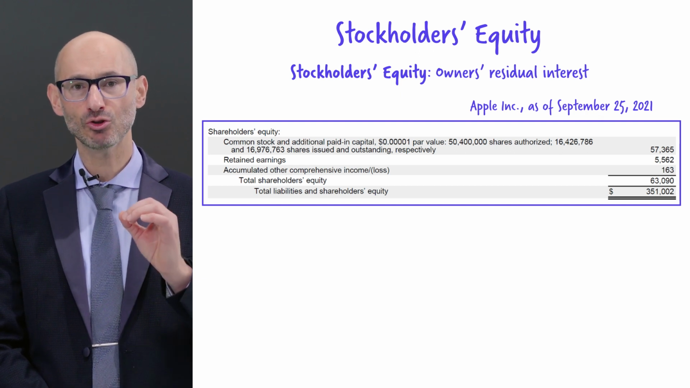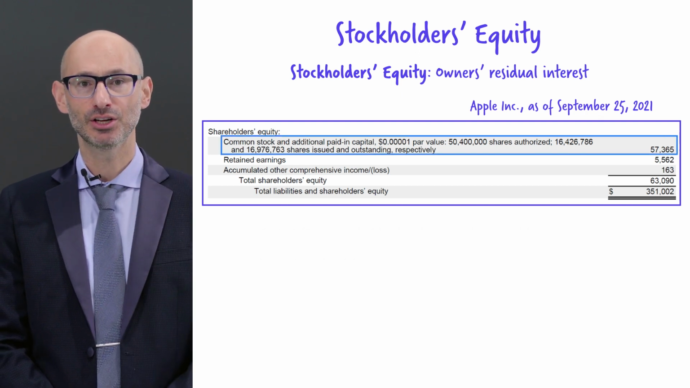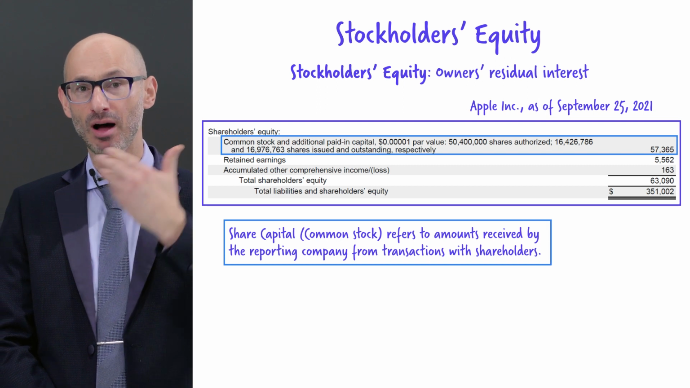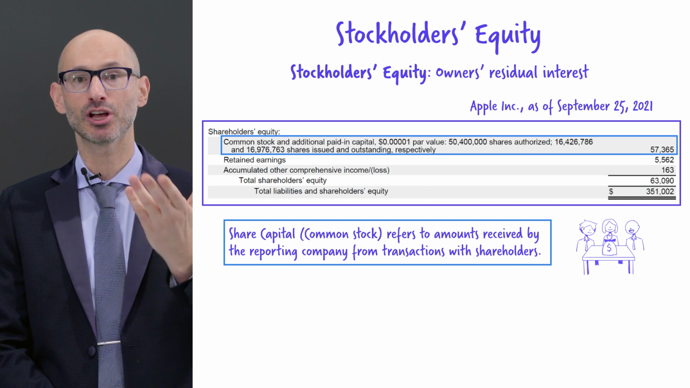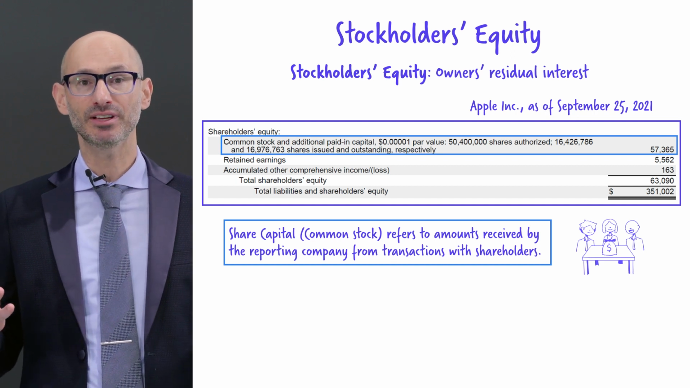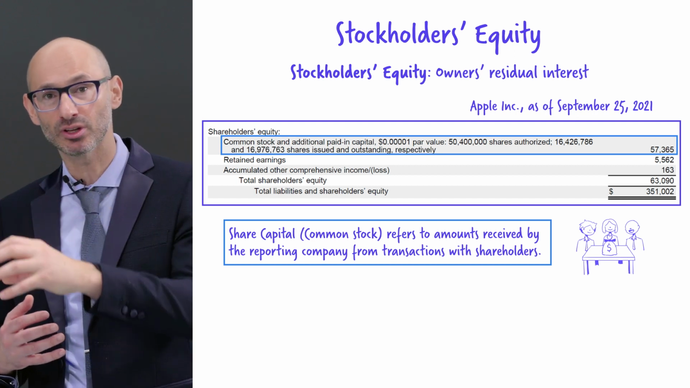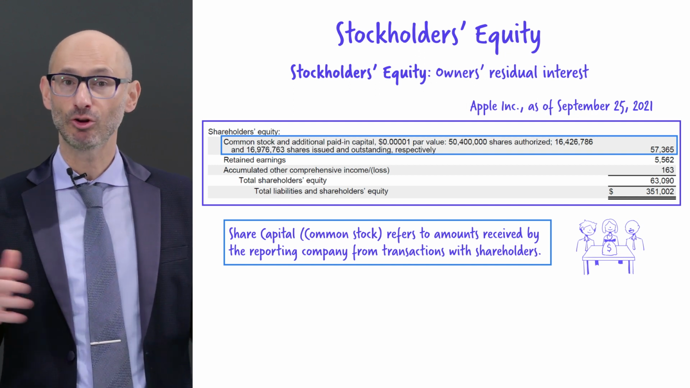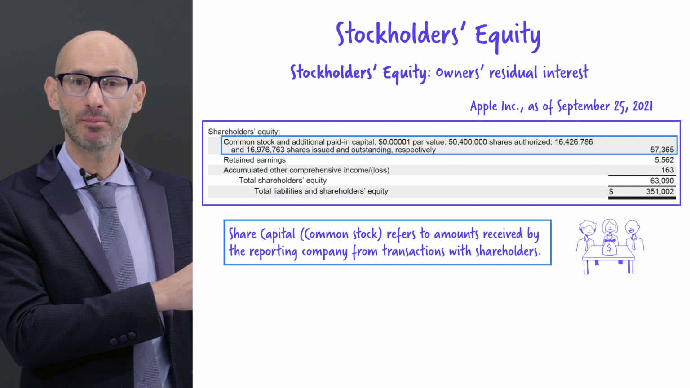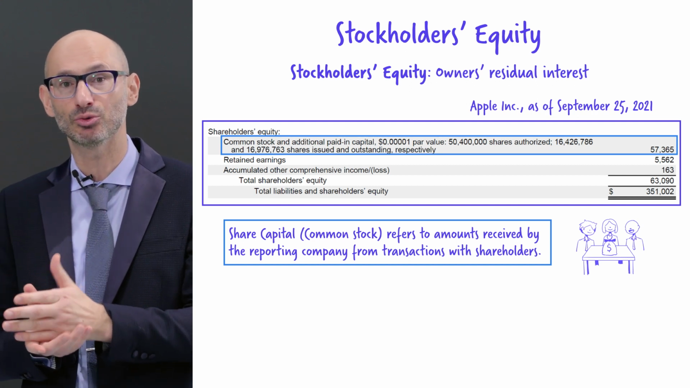Now let us see the equity section of the balance sheet. Apple has common stock of 57 billion. Share capital refers to amounts received by the reporting company from transactions with shareholders. This is the amount invested by shareholders into the company. Remember that Apple has been around for a while, and over its life, investors have pumped $57 billion into it.